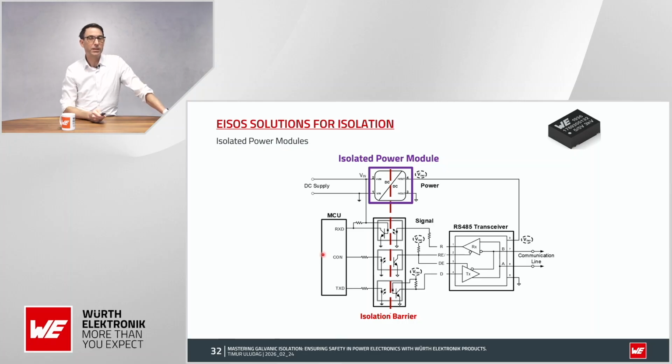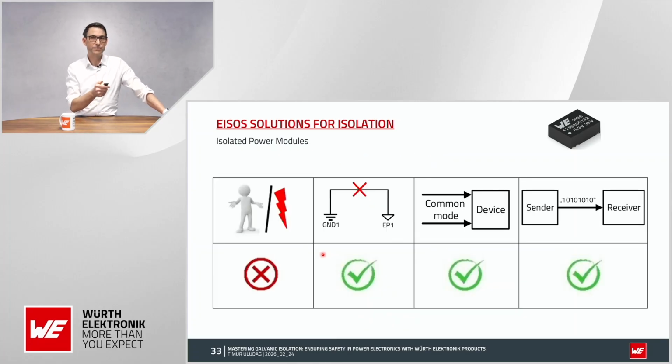Now we have to check what properties we have here for isolation. Here you will see that as we are speaking of a functional isolated power module, there is no protection against electric shock. But you can use it for separation of ground loops between spatial circuits. You can use it for minimization of common mode interferences and for interference-free data transmission.